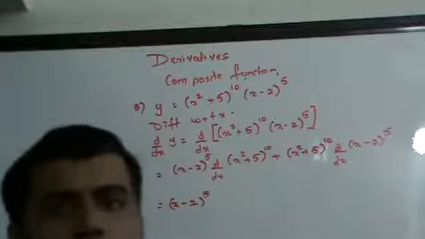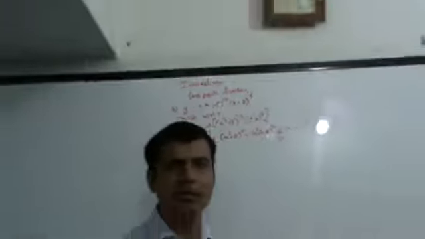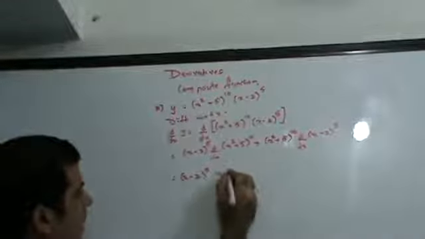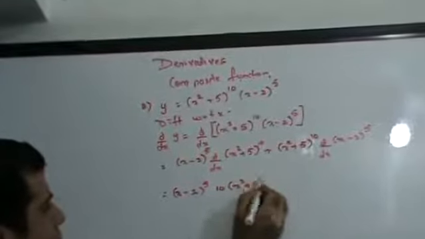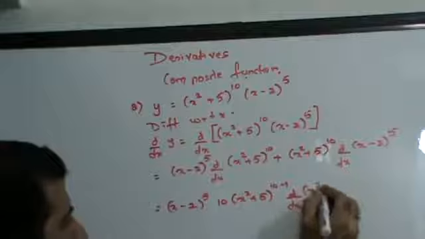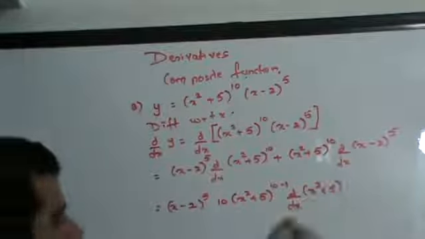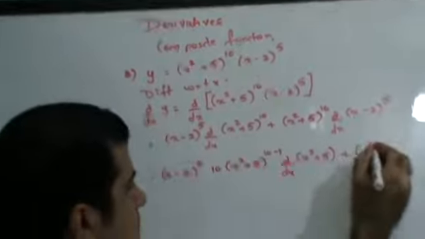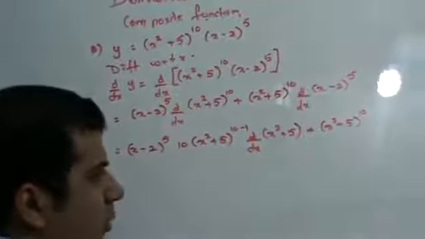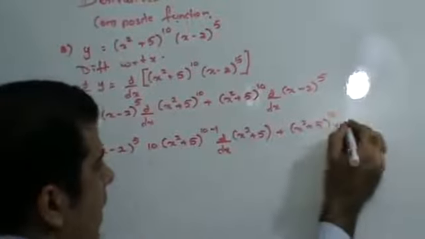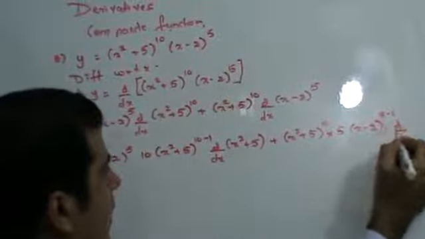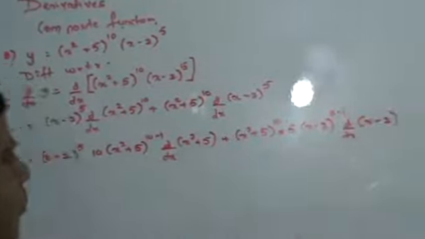Now you will use the composite formula, that is d by dx of u raised to n. So d by dx of u raised to n is n u raised to n minus 1 times d by dx of u, plus (x square plus 5) the whole raised to 10. Again you will use the same formula, d by dx of u raised to n, that is n u raised to n minus 1, d by dx of u.